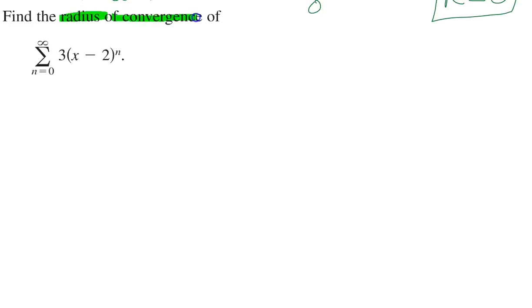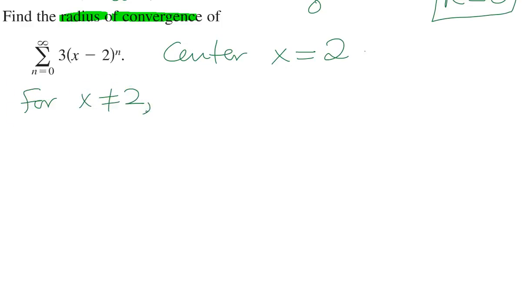Okay, find the radius of convergence of this power series. Okay, what's the center here? Center is x equals 2. Got it? So we know that the power series converges at x equals 2. So let's observe for all values of x not equal to 2. Okay, do the ratio test.